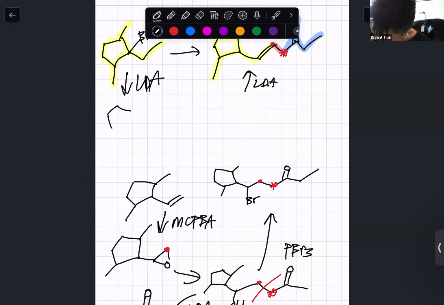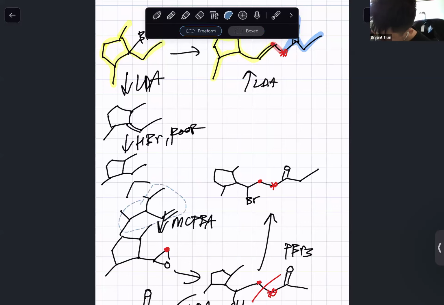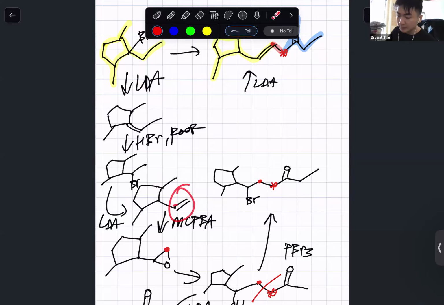LDA, HBr with peroxides, to give us a bromine on the left subcarbon, and then E2 Hofmann with LDA to get the alkene on the left side. MCPBA then epoxidizes that alkene.